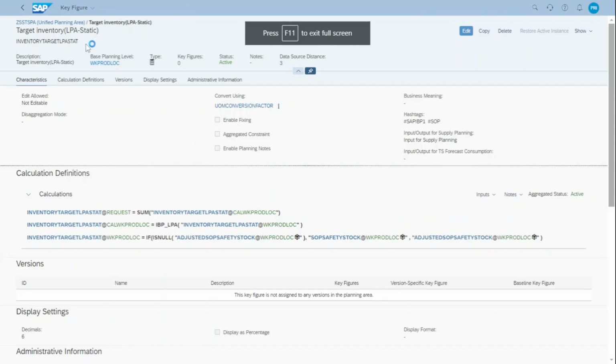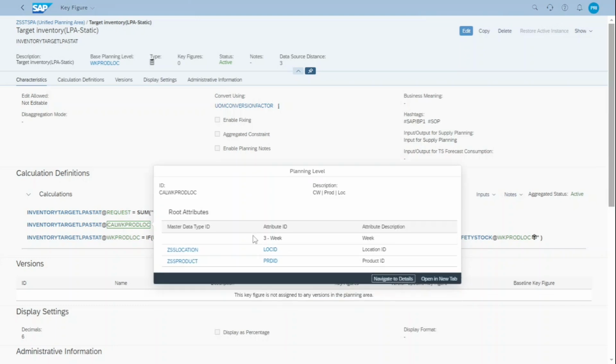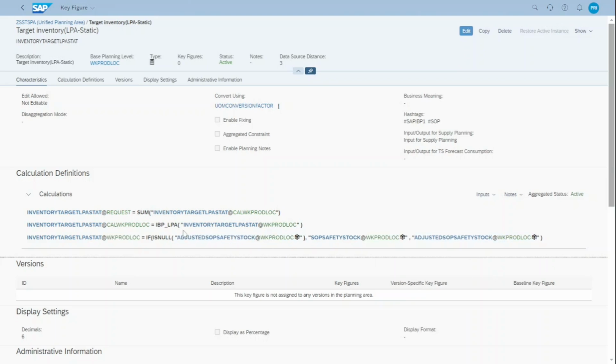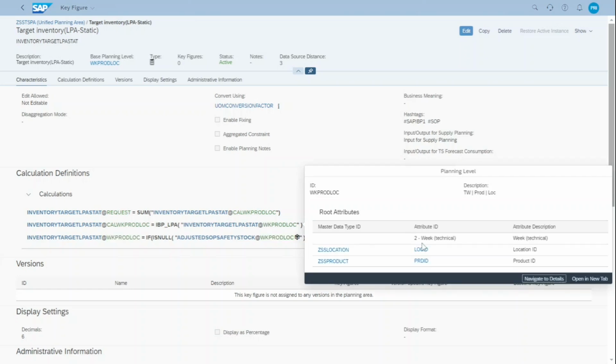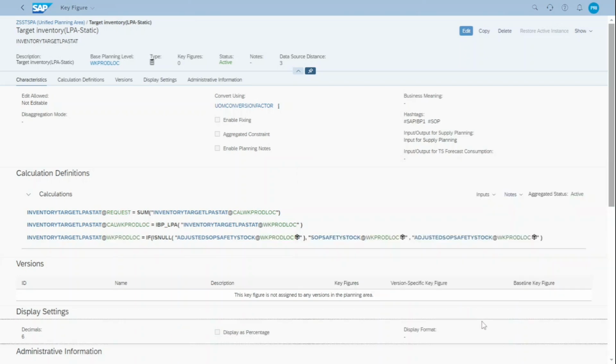First, let's see a static last period aggregation. This is the key figure target inventory. I've just created one key figure, and if you see here, in the second calculation definition, the output planning level is actually calendar week product location. So calendar week is a root attribute, and product and location are your attributes. The input planning level is week product location, which is a technical week root attribute, and location and product are your structural attributes. As you see here, the input level is at a technical week level, and you are applying a last period aggregation just to display the data at a calendar week level. It's not a dynamic aggregation as such.